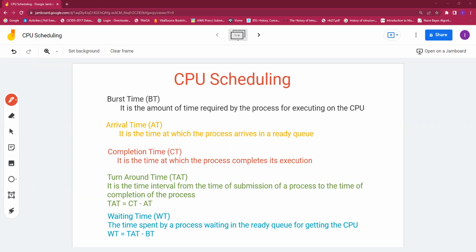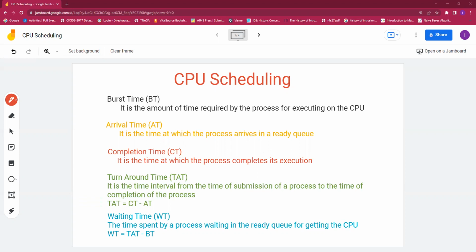As we know, the processes that are ready will be available in the ready queue. From the ready queue, a process has to be taken and handed over to the CPU when the CPU is free. So we need to determine which process to take from the ready queue and give to the CPU.